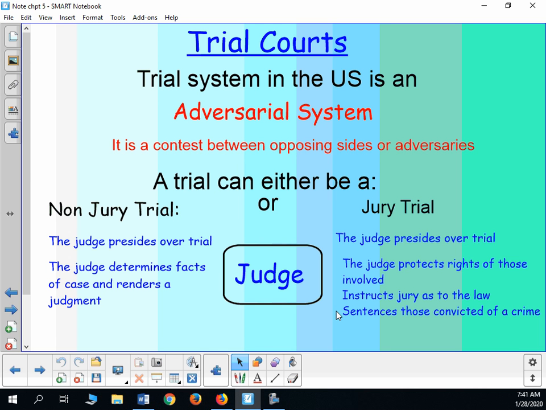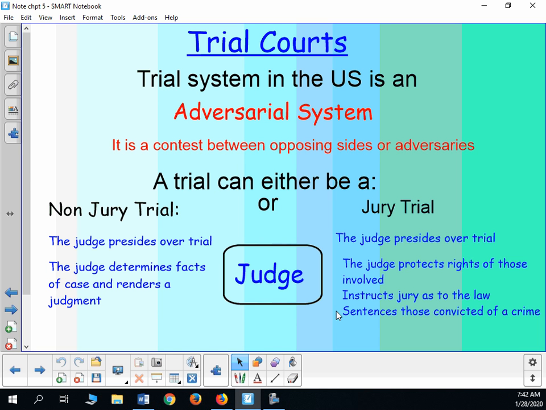A trial can either be, as we've said already, a non-jury trial or a jury trial. If it's a non-jury trial, the judge presides over the trial, meaning he's kind of the watchdog. He's checking it out, making sure all of the issues are being dealt with. In addition, he determines the facts of the case and then decides. Basically, he's looking at what both sides have presented and then decides whether and then presents a sentence to possibly whoever is guilty.